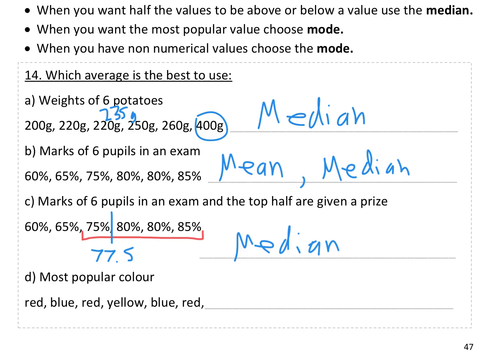But finally, part D is where the mode comes in, and it's going to be the answer for D. The most popular colour. A colour is a non-numerical value. You cannot order these to find a median. You could not add these up and divide by how many there are to find a mean. All you can do is say, well, look, there's 3 reds there. That's the most common colour. So the answer is red. So that's the average I'm going to use. I'm going to use the mode because I have to.